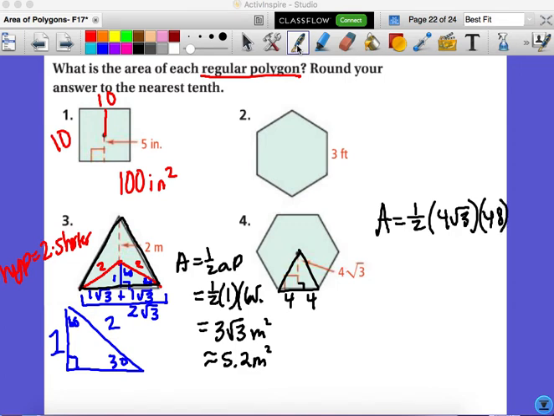So 1/2 of 4 square roots of 3 times 48 gives me approximately 166.3 units squared.